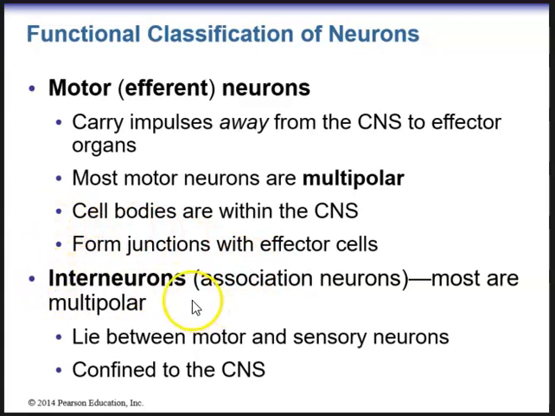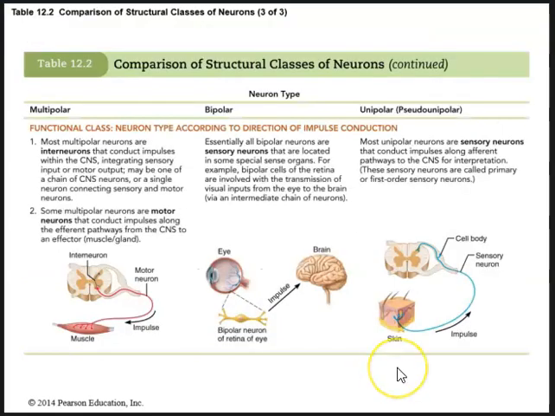Now, interneurons or association neurons, most are multipolar. They lie between the motor and sensory neurons and are confined to the CNS. So interneurons are more responsible for integration and processing within the CNS, within the brain. And here's a nice table with a comparison of the different classes of neurons functionally.